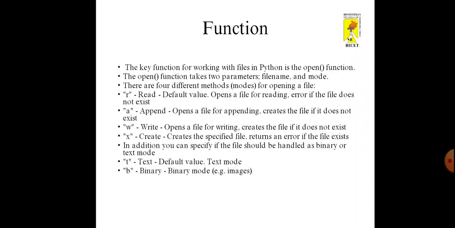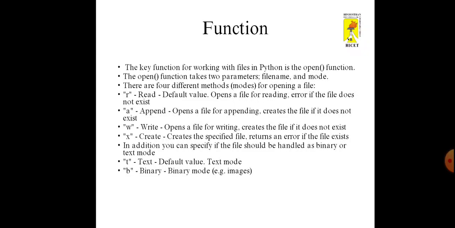The third mode is write. It opens a file for writing and creates the file if it does not exist. X creates the specified file and returns an error if the file exists. In addition, you can specify whether the file should be handled in binary or text mode. T is the default value for text mode, and B is for binary mode.